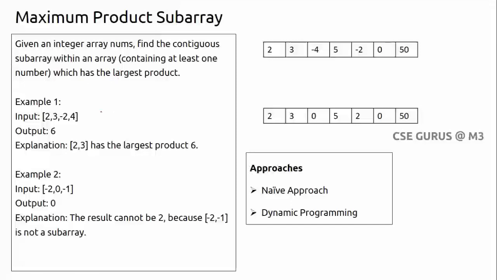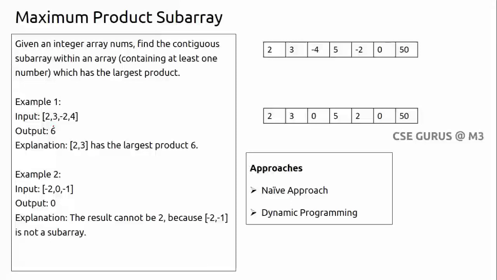So what is this question? We'll see first. Let us take the input. Here it is an array of elements. You have to find the largest product. It might be with only one element, it might be with two elements, it might be with three elements. It can be anything, but it should be a continuous subarray.